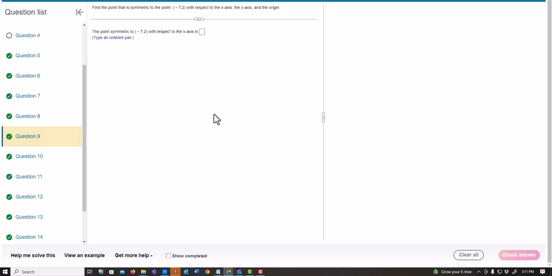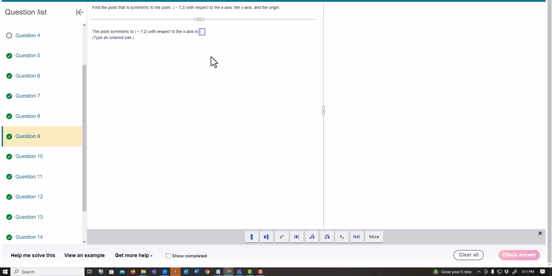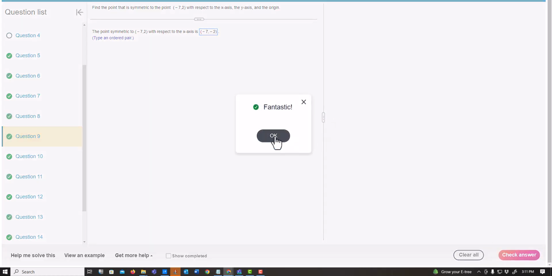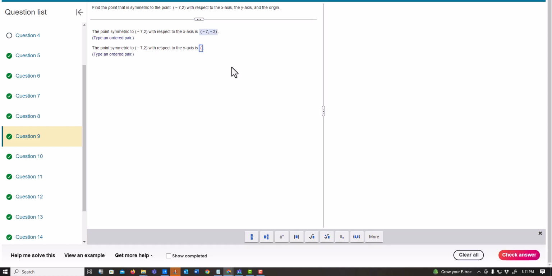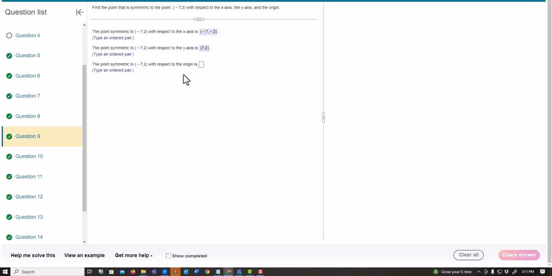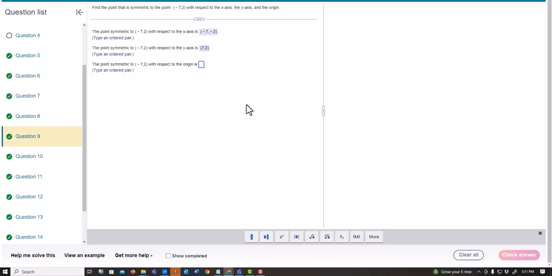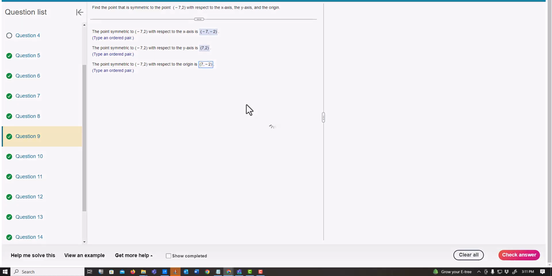If I'm looking at an actual point, and if I want to see it's symmetric with respect to the x-axis, remember when it's symmetric to the x-axis, that means it's the negative y. When it's symmetric with the y-axis, it's the negative x, but then the same y. When it's symmetric with the origin, you negative the x and you negative the y.